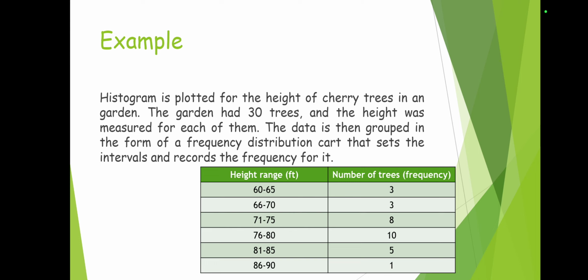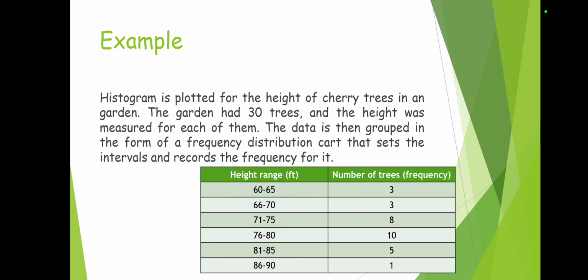As you can see, we are plotting a graph to know the height of the cherry trees, and we have got 30 trees in total, and you can see the height in the tabular column. Ranges are there like 60 to 65 feet, such kind of height. We have got 3 trees of this much height. Next, 60 to 70 feet, we have got 3 more trees. 71 to 75 feet of height, we have got 8 trees.